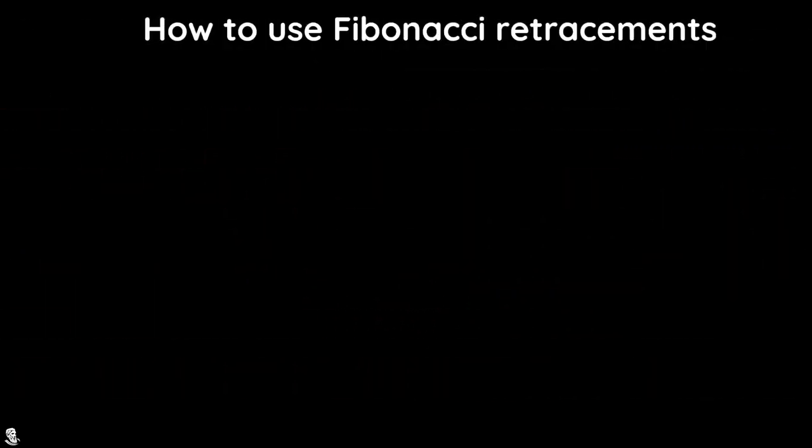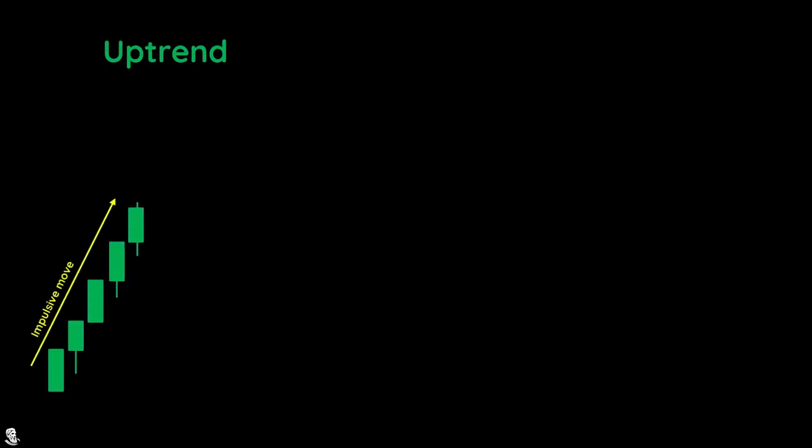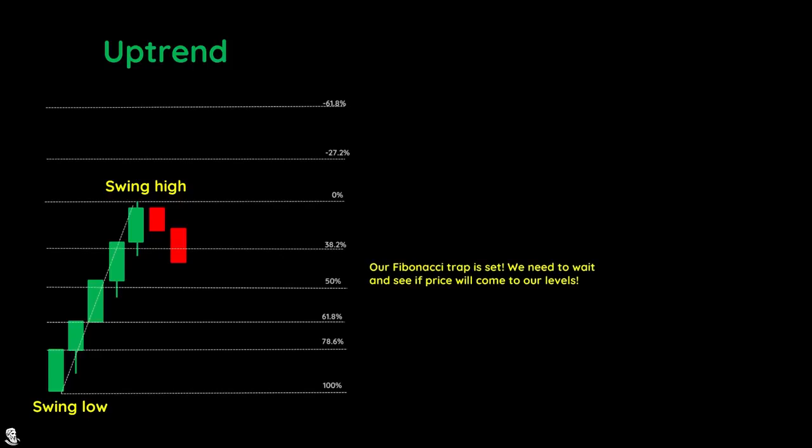So how to use Fibonacci retracements in combination with Japanese candlesticks? Firstly, let's take a look at the uptrend. We need to identify the impulsive move. After some bearish candlestick formation, we can anticipate our retracements. In order to trap the price with Fibonacci levels, we need to identify the swing low and the swing high. Once we connect it from the swing low to the swing high, our Fibonacci trap is set. We need to wait and see if price will come to our levels.